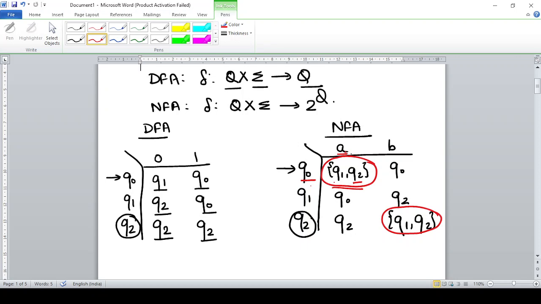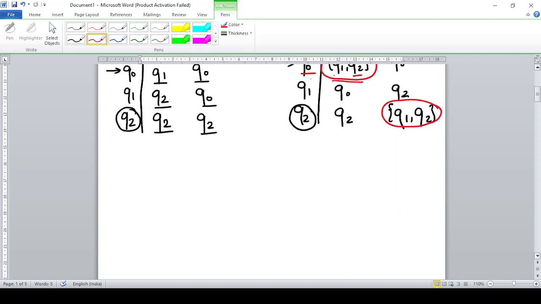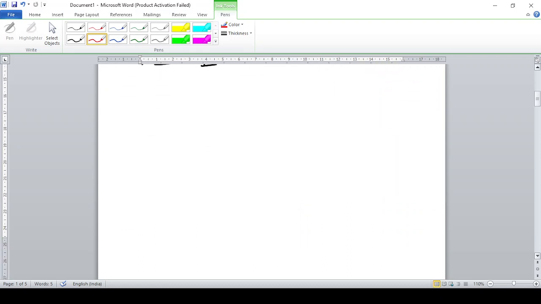Here also in Q2 when you give B, you are going to state Q1 and you are going to state Q2. So this is an example of an NFA. Now as I told you, most of the time in your exams you are asked to construct a DFA, but by default what happens is that mainly we are able to make an NFA.